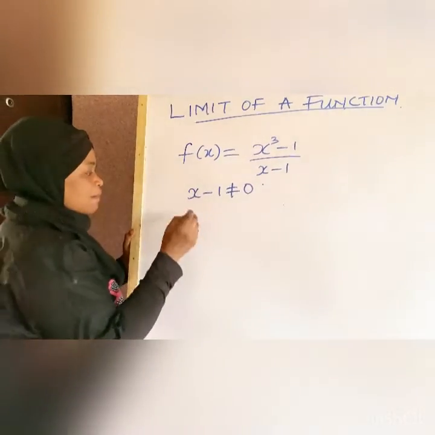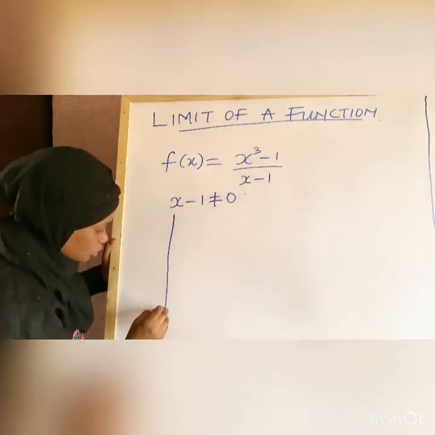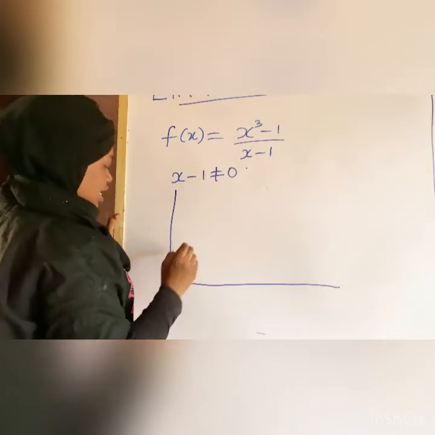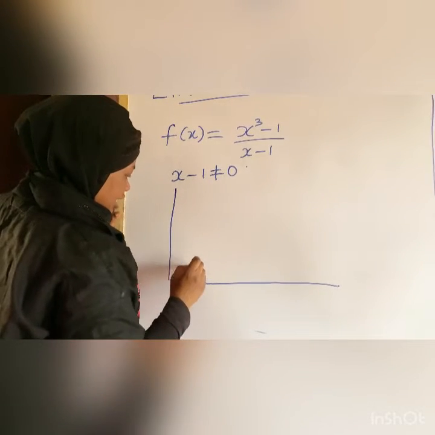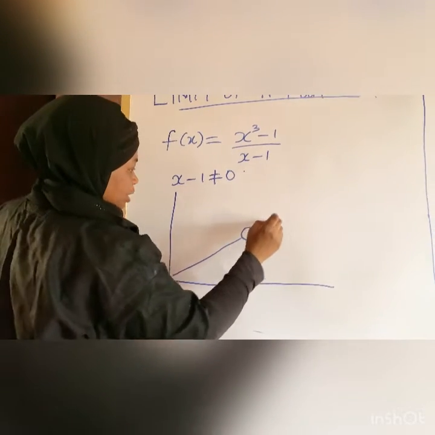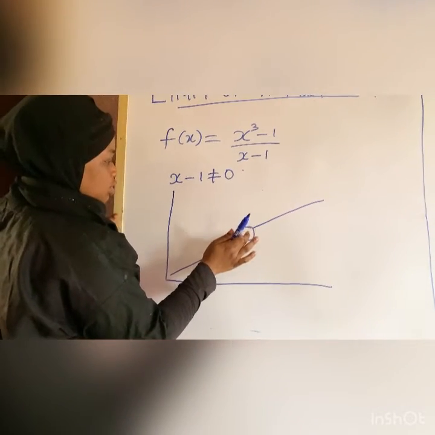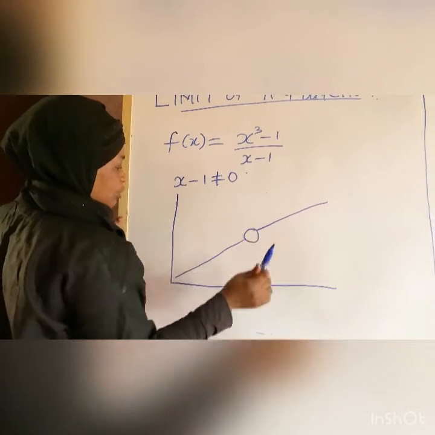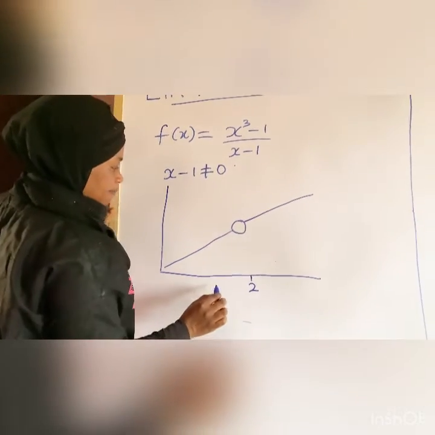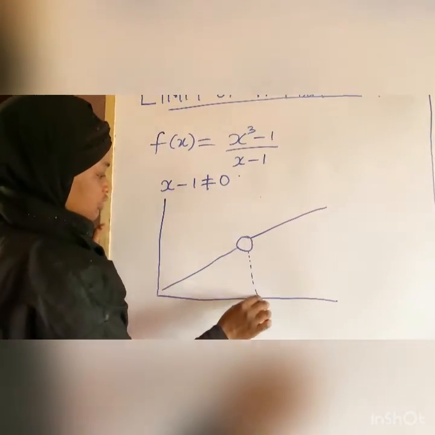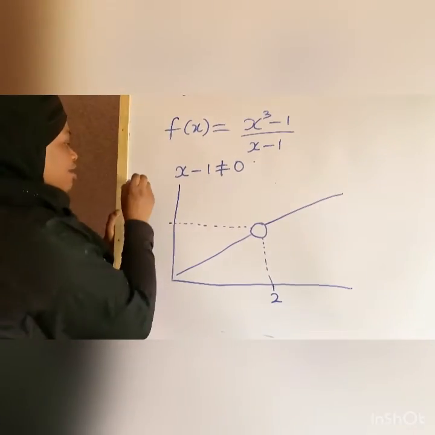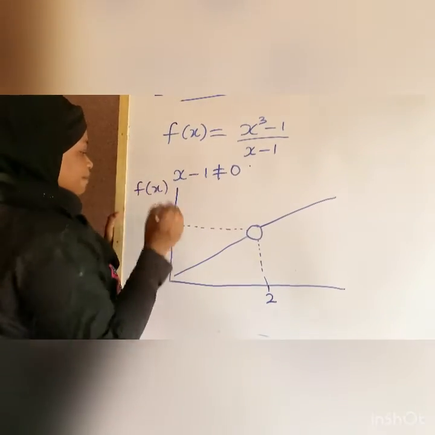So, for example, let's use a graph to explain it. Let's say we are dealing with a straight linear equation. At this point, it means that the function is not defined at this point. Let's say it's 2. Let's say it's 2 here. So that means the function is not defined here, so we cannot find the value of f of x or y here.